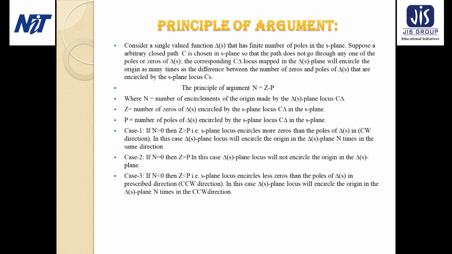And another case can be possible, that is n is less than 0. Now when n is less than 0, then z will be less than P and the S plane locus encircles fewer zeros than the poles of delta S in the prescribed direction, that is the counterclockwise direction. In this case, the delta S plane locus will encircle the origin in the delta S plane n times in the counterclockwise direction.